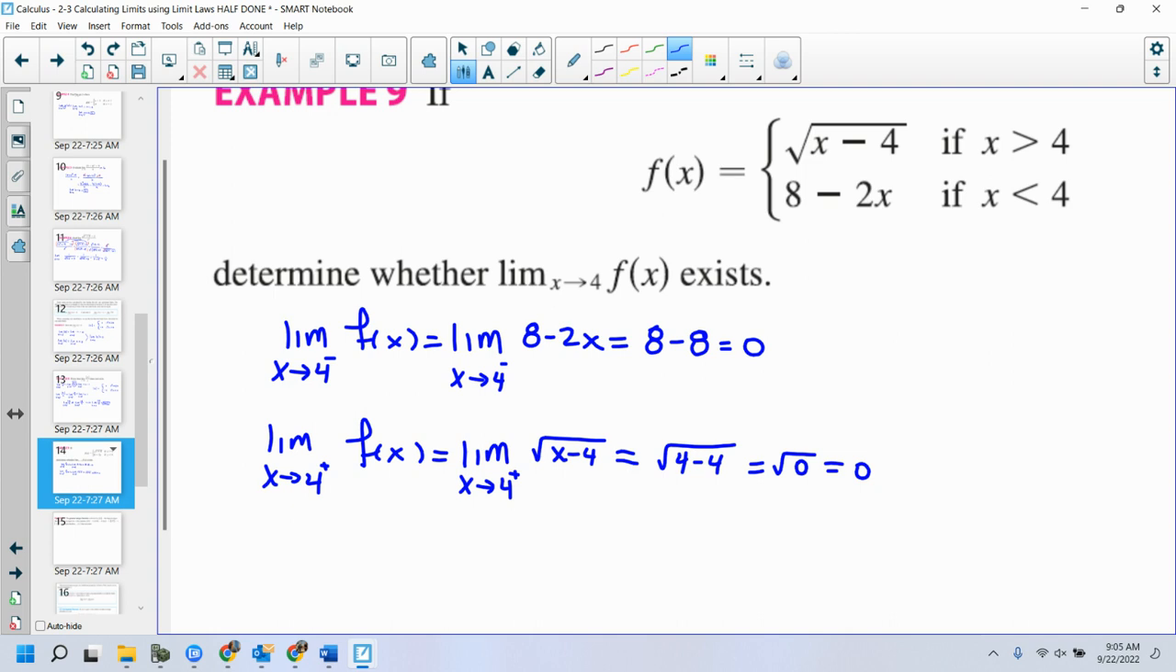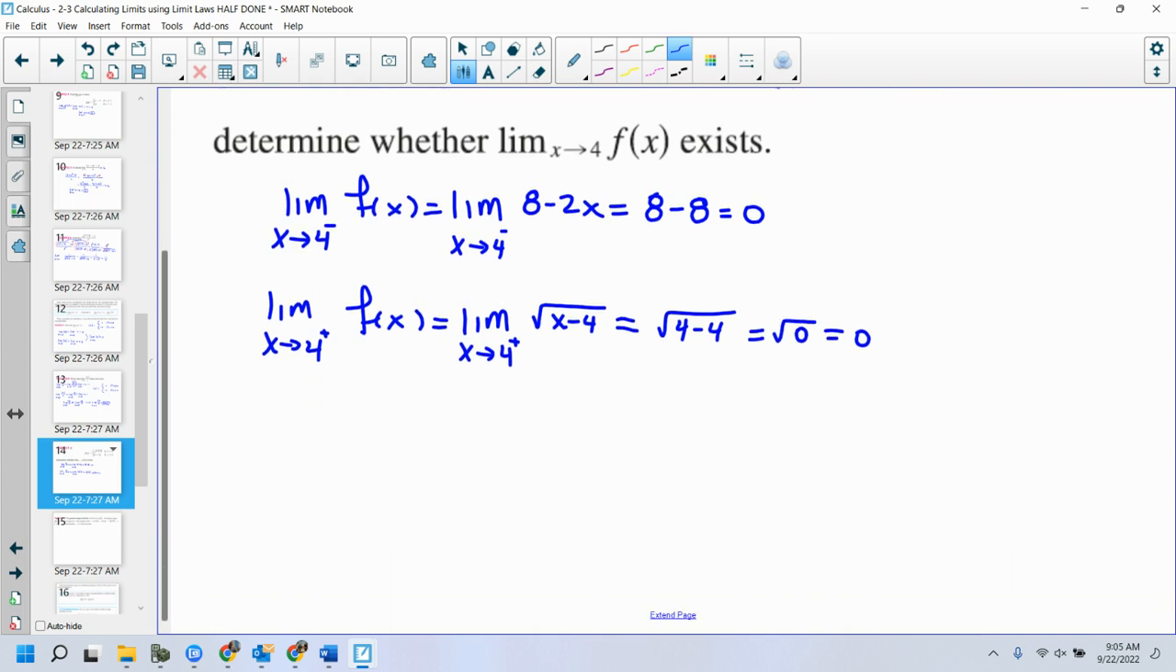Okay. We showed that the limit as x goes to 4 of f of x is 0. We showed that it does exist, and it's at 0. Questions about that? All right, let's keep going.